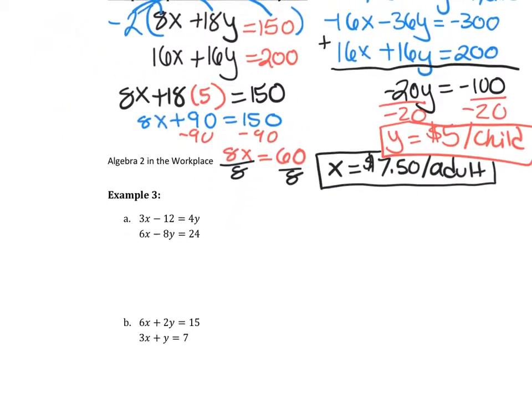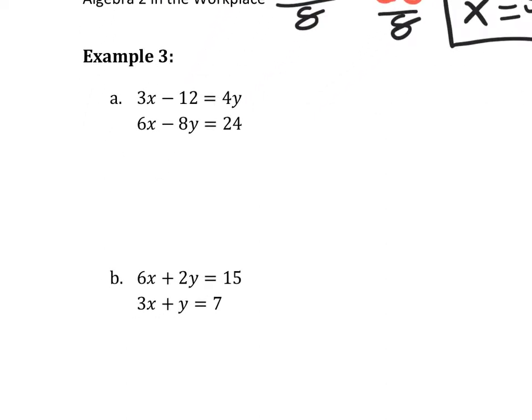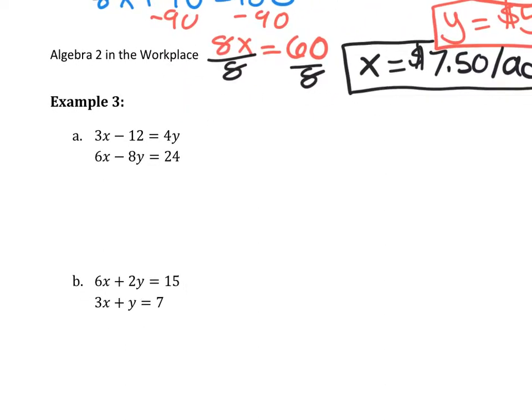All right. So if we look on the back side, example 3a. Right now, our top equation there is not in standard form, so we have to rearrange it. If we subtract 4y from both sides and then add the 12 over, we'll end up with 3x minus 4y equals 12, and then our second equation is good. It's already in standard form.